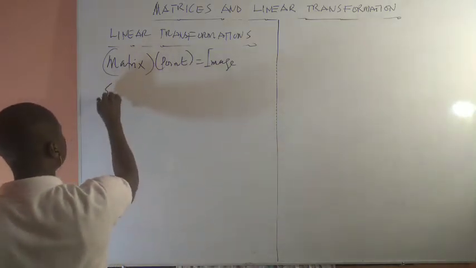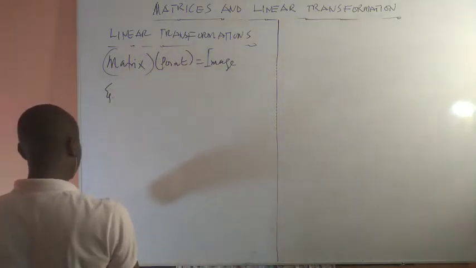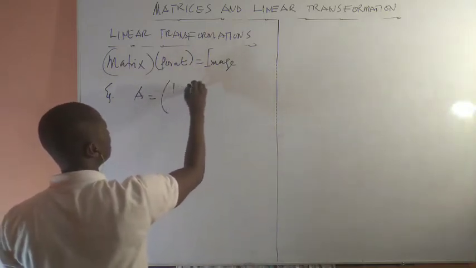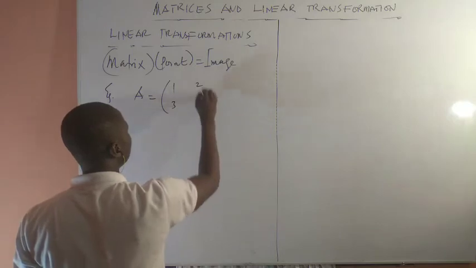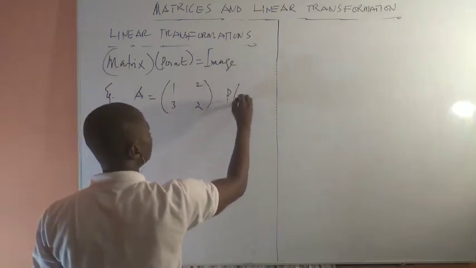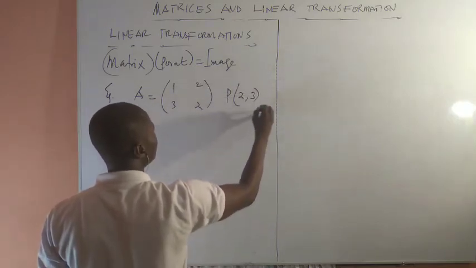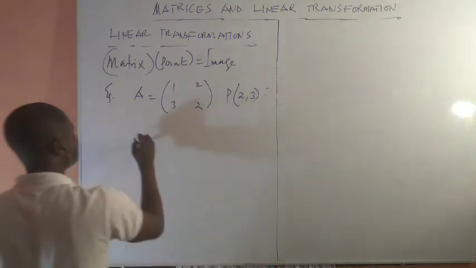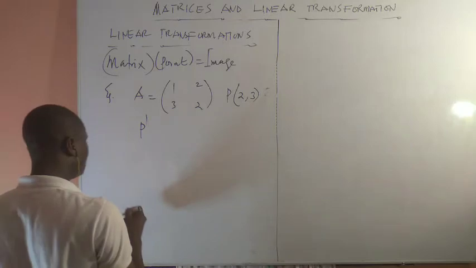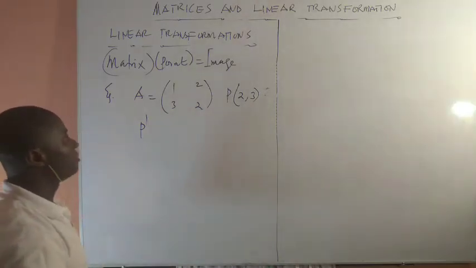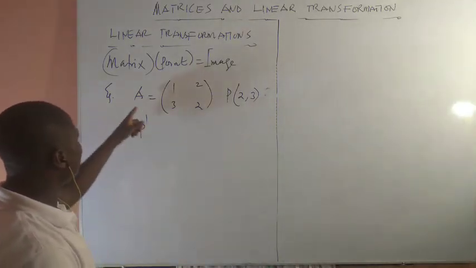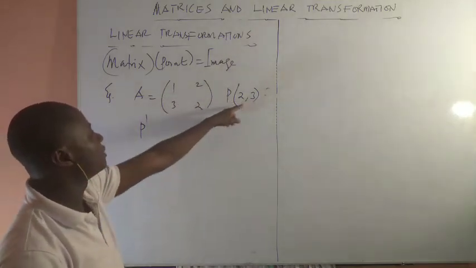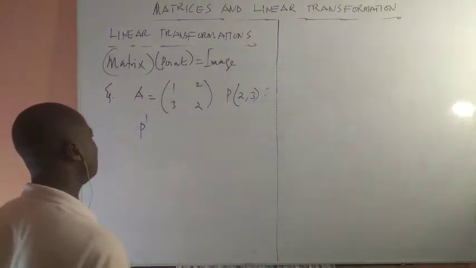Assuming that we are given the matrix A, which is 1, 2, 3, 2, and we are given the point 2, 3, and we are asked to find P prime. P prime is the image. And so we know that when we multiply the matrix A equals 1, 2, 3, 2 by the point, we can transform this point under this matrix onto this image.